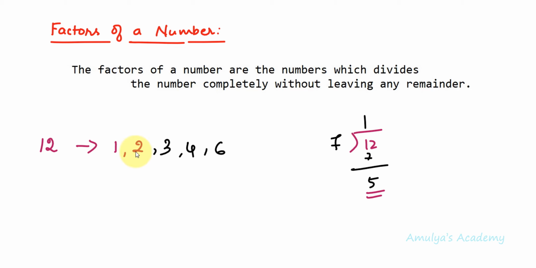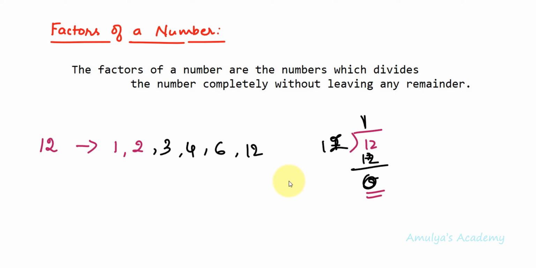Next, check for 8. 8 also won't divide the 12 completely. So 8 is not the factor of 12. Next, 9. 9 also won't divide 12 completely. So 9 is not the factor of 12. So next number is 10. 10 also won't divide 12 completely. We won't get the remainder as 0. So that means 10 is not the factor of 12. Next, 11. 11 also won't divide 12 completely. So 11 is not the factor of 12. Next, 12. Yes, 12 divides 12 completely, right? 12 1s are 12 we'll get, and we'll get remainder as 0. So 12 is the factor of 12.